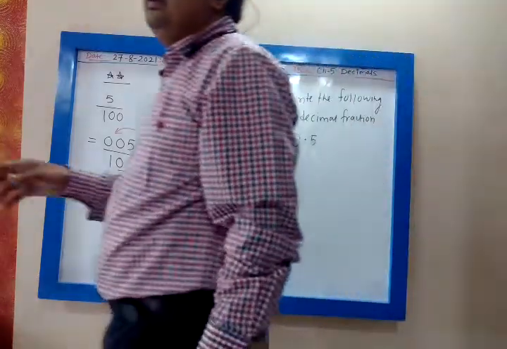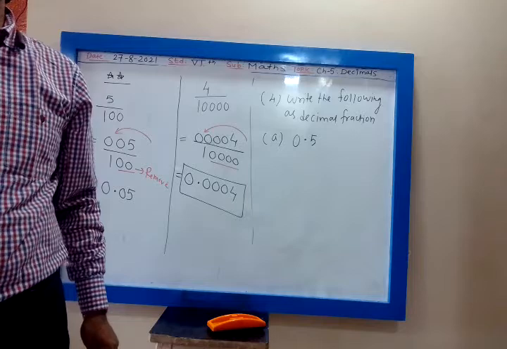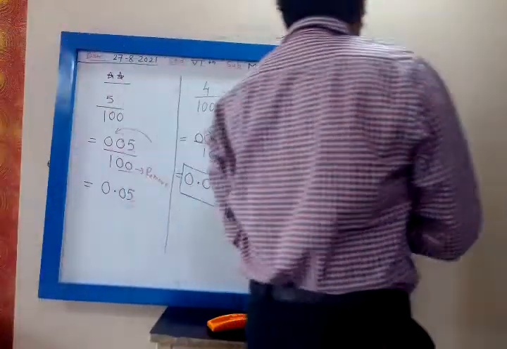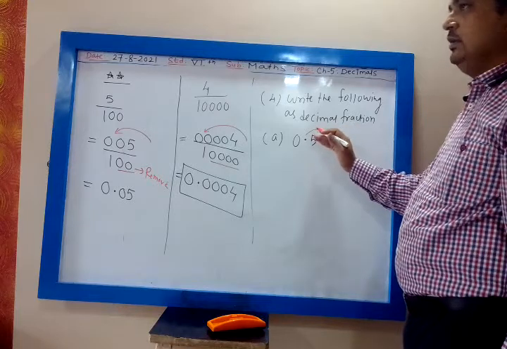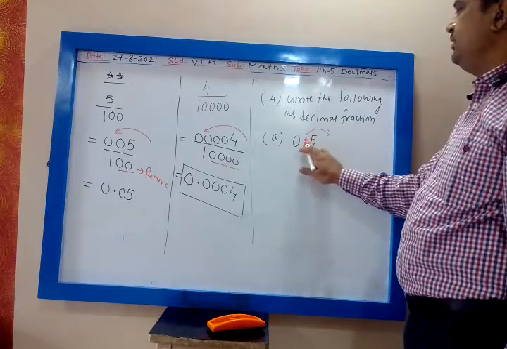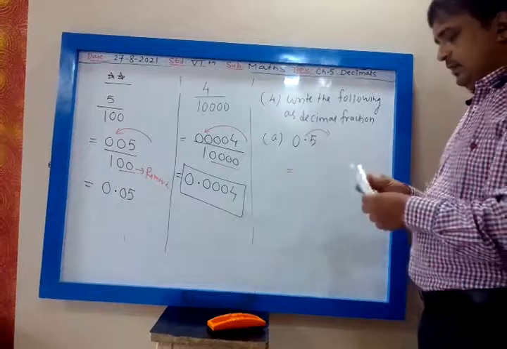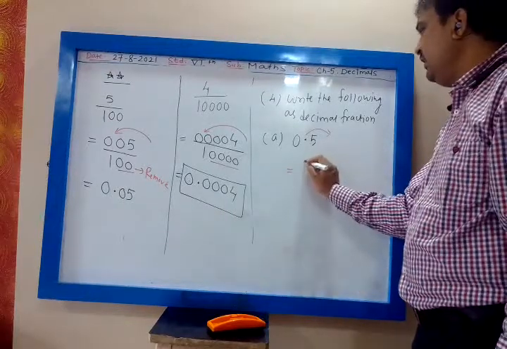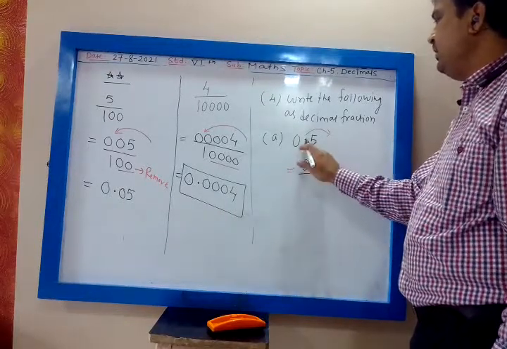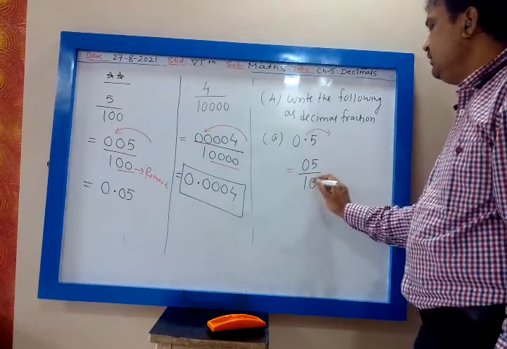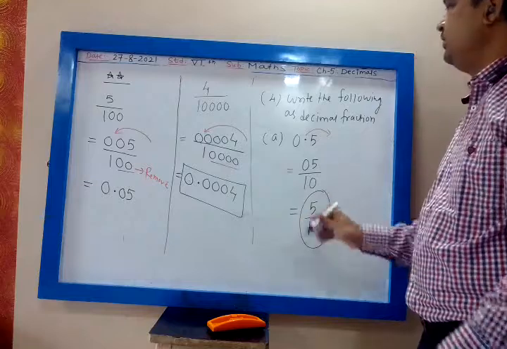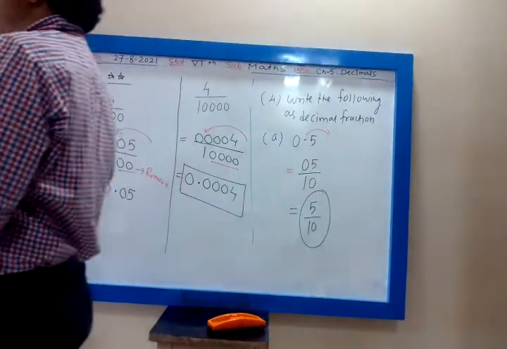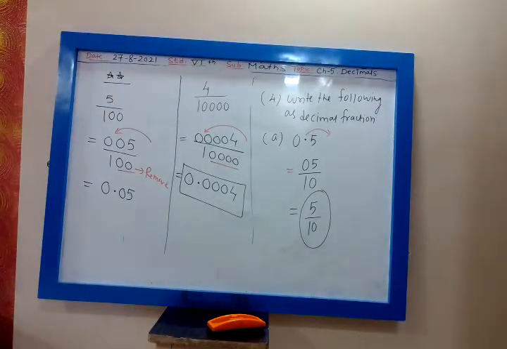Now we want to write them as fractions. Whenever you want to write a decimal as a fraction, you have to remove the decimal point. When you remove it, there will be 1 zero in the denominator because there is 1 digit after the decimal. So I will write 0.5 upon 10, and 0.5 is the same as 5. So the answer is 5 upon 10. When you remove the decimal, the number of digits after the decimal is the number of zeros that will come in the denominator.